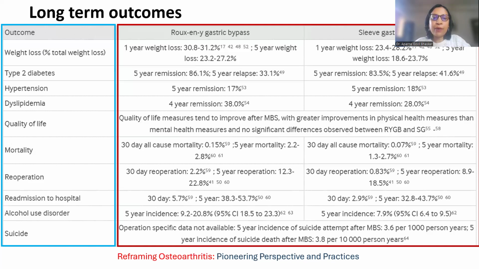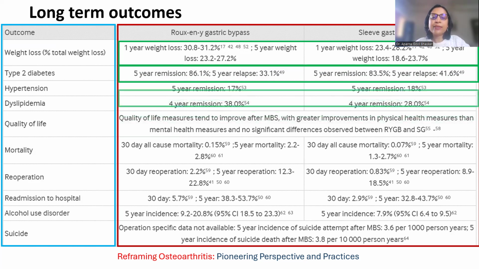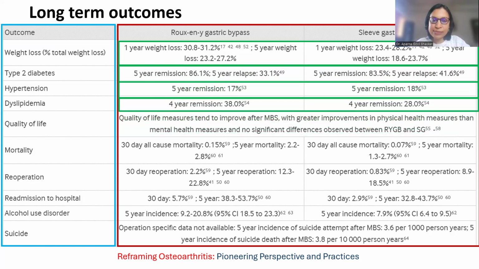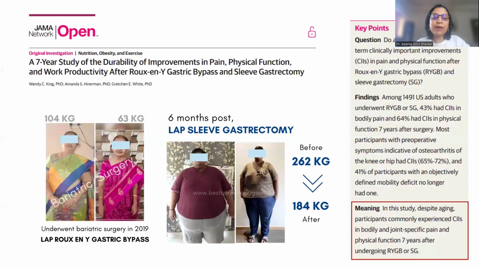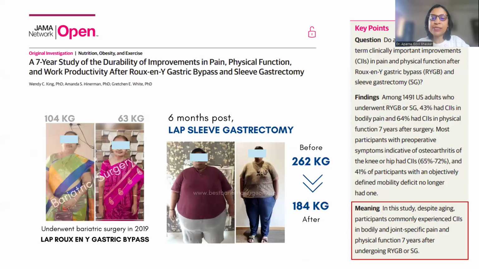Now, in terms of outcomes and numbers, surgery at the end of 1 year would lead to about 30 to 35% of total body weight loss. There is some weight regain over 5 years, and on an average, people maintain about 23 to 27% of total body weight loss. Diabetes remission is very good. Most people maintain about 83 to 86% of remission, and so is hypertension and dyslipidemia. The all-cause mortality after bariatric surgery ranges between 0.07 to 0.15%. So the mortality rate is actually extremely low.